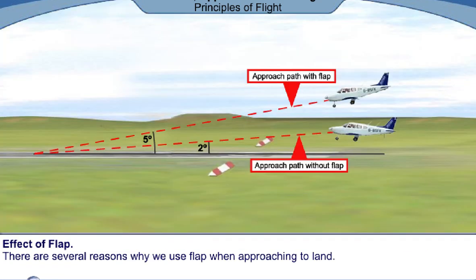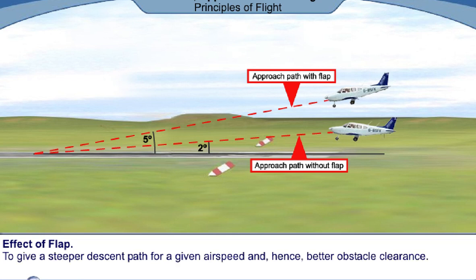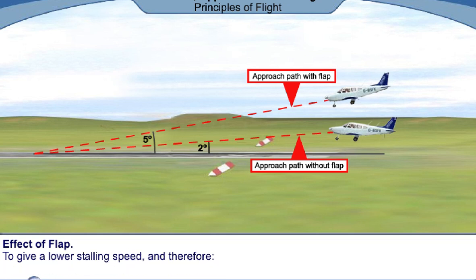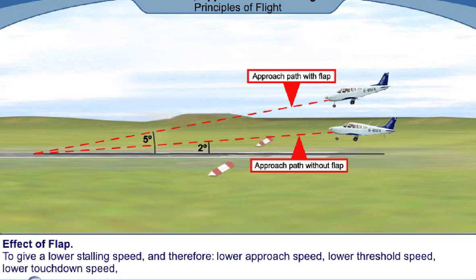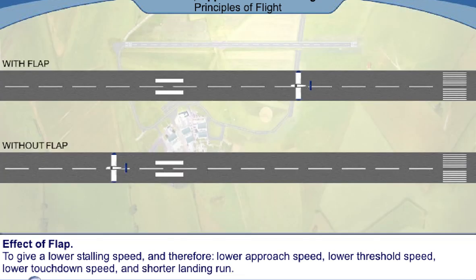In previous flying exercises, you practiced using flap for descending, and in exercise 10 you saw the effect of flap on the stalling speed. When approaching to land, we use flap for the following reasons: to give a steeper descent path for a given airspeed and hence better obstacle clearance, to give a better view over the nose of the aircraft, to give a lower stalling speed, which in turn enables us to use a lower approach speed, a lower threshold speed. The subsequent touchdown speed will also be lower, giving a shorter landing run.